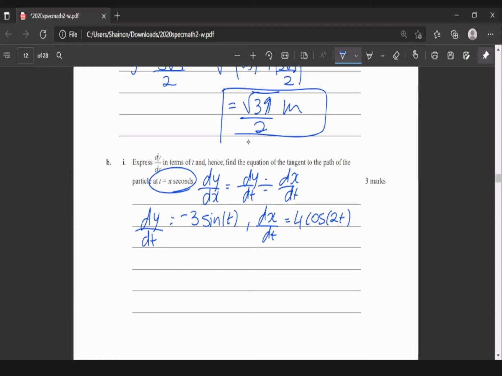Therefore, we let t equal pi, but you already know that since sine is on the top of the fraction, negative 3 sine of pi is just going to be 0, so dy/dx is just going to be 0.